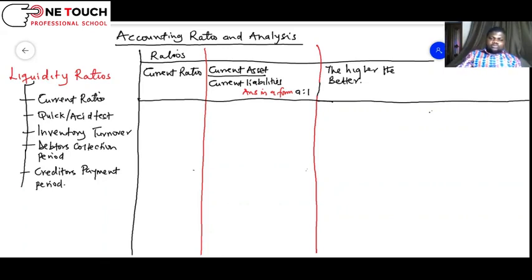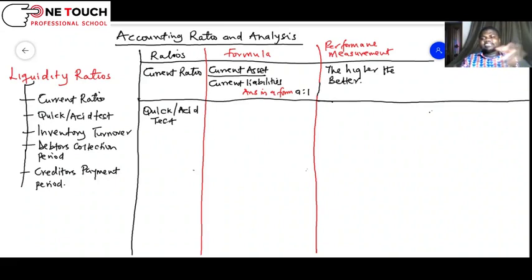Okay. So this is a formula. And then performance measurements. Okay. Now we have quick or acid test. We are not supposed to look at the financial statement of banks. So when we talk of quick, we are looking at how fast you are able to meet your short-term obligations as and when they fall due. So that one we'll be looking at the current assets minus inventory all over current liabilities.